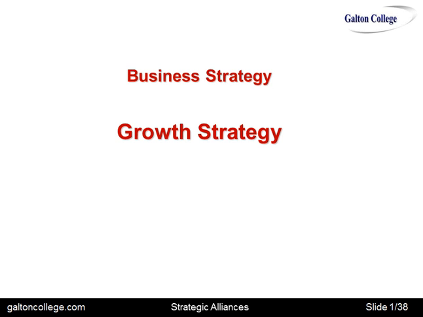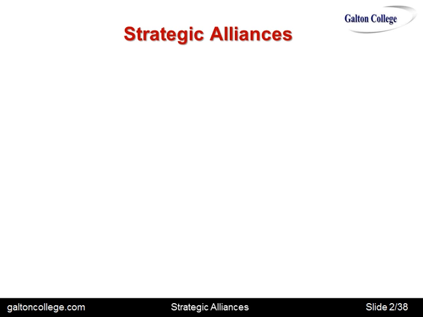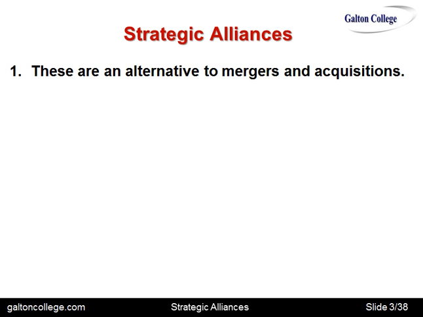In this class we're going to look at growth strategies, and more specifically we're going to look at strategic alliances. Now, strategic alliances are an alternative to mergers and acquisitions. Mergers and acquisitions means that companies come together formally. Perhaps two companies come together, they merge, and they become a single, much bigger company, and they share their resources. In fact, they become the same company. They have merged.